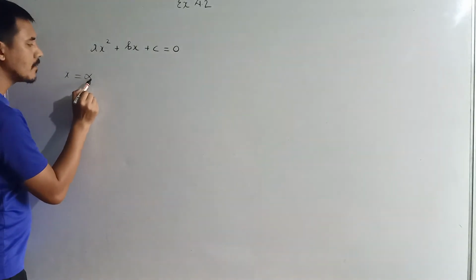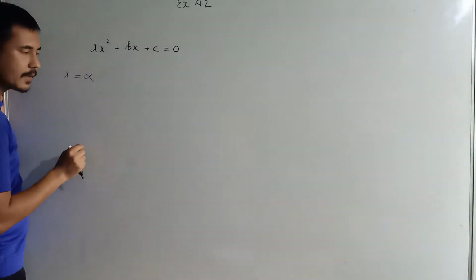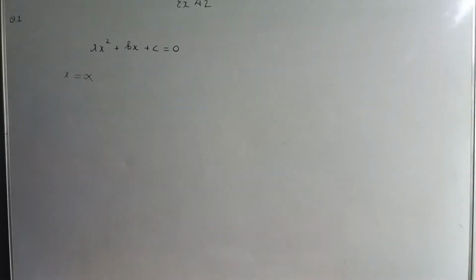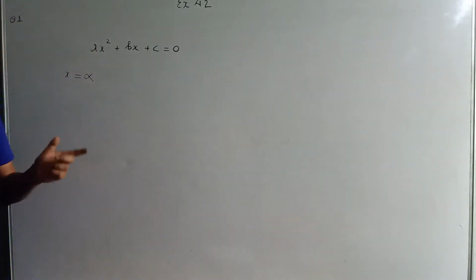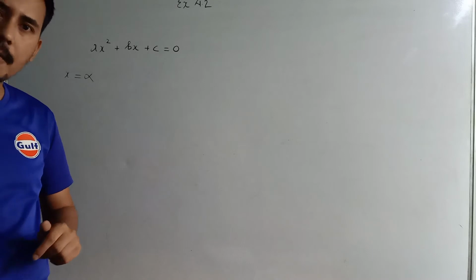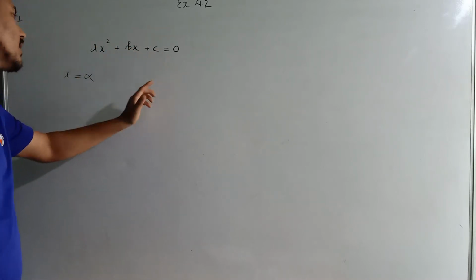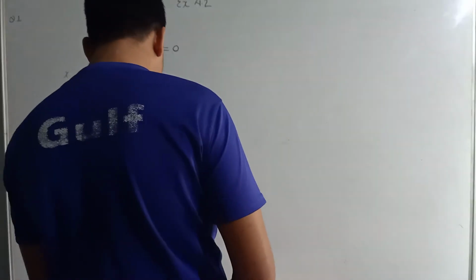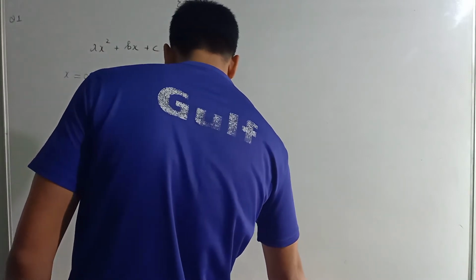x equals alpha. Here x is your variable. Choose any value of x, so say alpha. x equals alpha will be called a root of this equation if it satisfies your equation. If x equals alpha satisfies your given quadratic equation, then this alpha will be called the root of the quadratic equation.